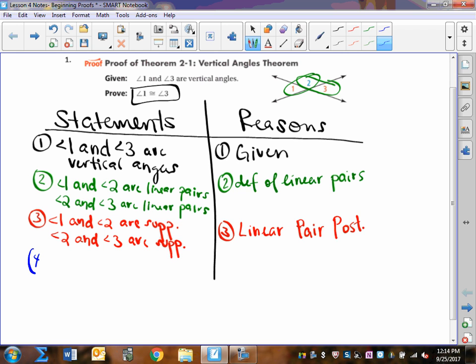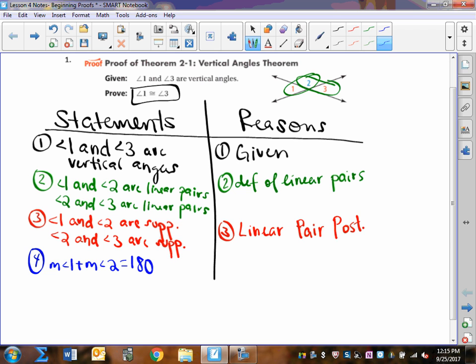Alright, so now we actually get some nice equations. Because we need an equation that relates 1 and 3, right? To be able to get this to be congruent to each other, we need to show their measures equal. So we need to get them in the same equation. That's what we're working on. Alright, so linear pair postulate says that they're supplementary. And if they're supplementary, the measure of angle 1 plus the measure of angle 2 equals 180.